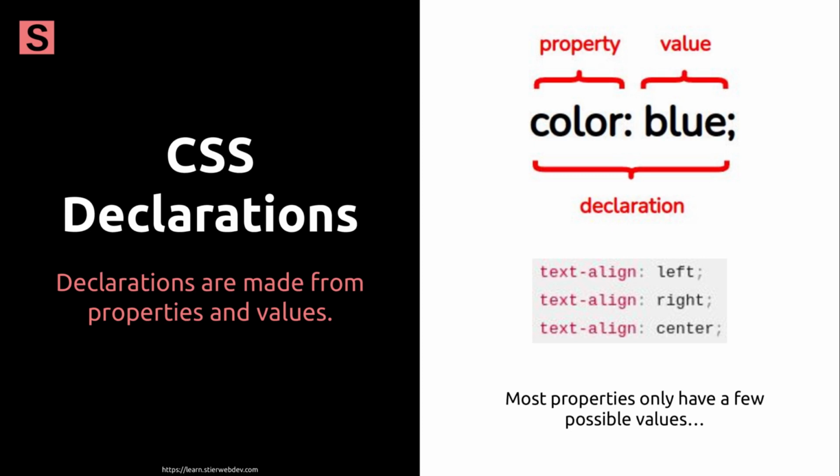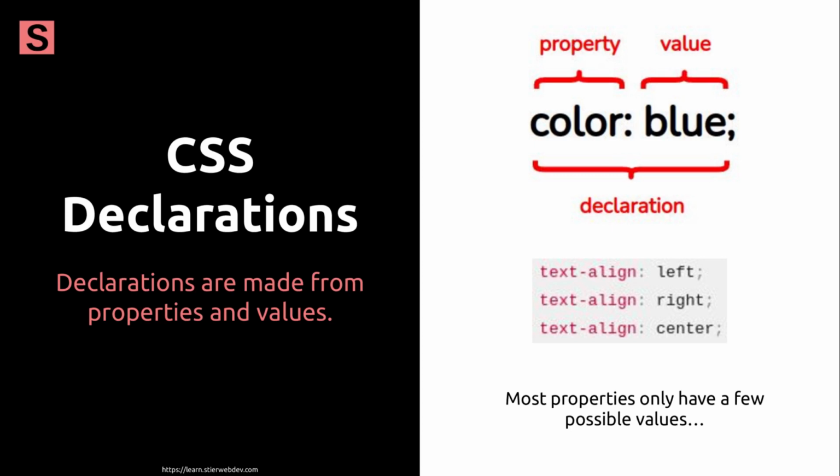Some properties only have a few values to choose from. For example, the text-align property has values of left, right, center, and a few more. Choosing one of these values will move your text inside the element to either the left, right, or center of the element. Very similar to how you can align a paragraph to the left, right, or center of a page in a text editor like Microsoft Word.